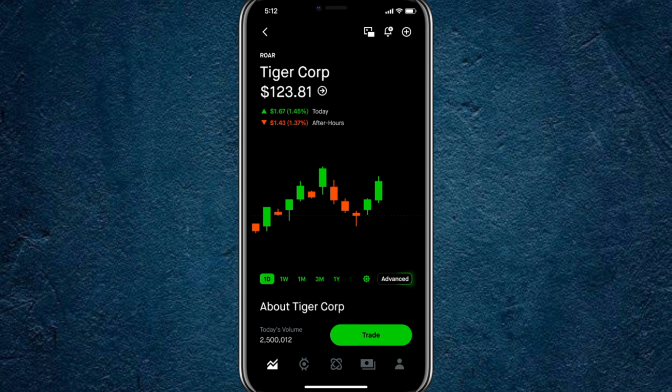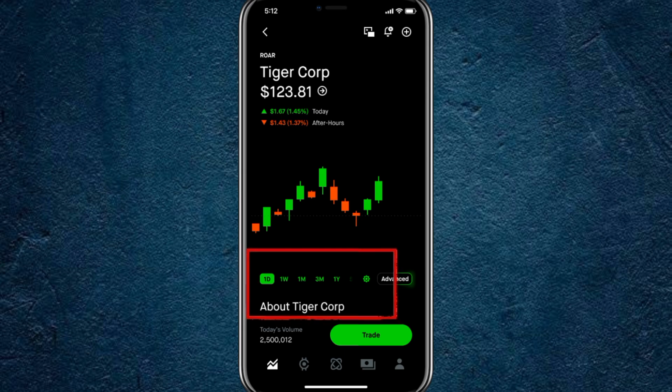The rectangular body shows the open and close prices for that period. The thin lines above and below, called wicks or shadows, mark the highest and lowest prices reached. A long body suggests strong buying or selling pressure, while a small body indicates indecision. Long wicks can signal that prices tested a level but were pushed back, which often hints at areas of support or resistance.